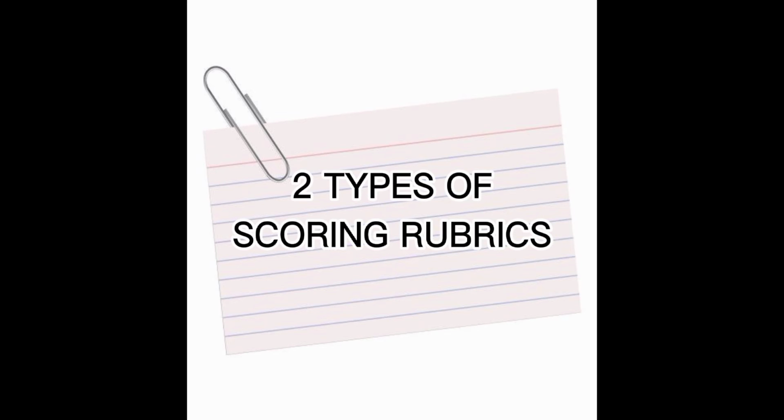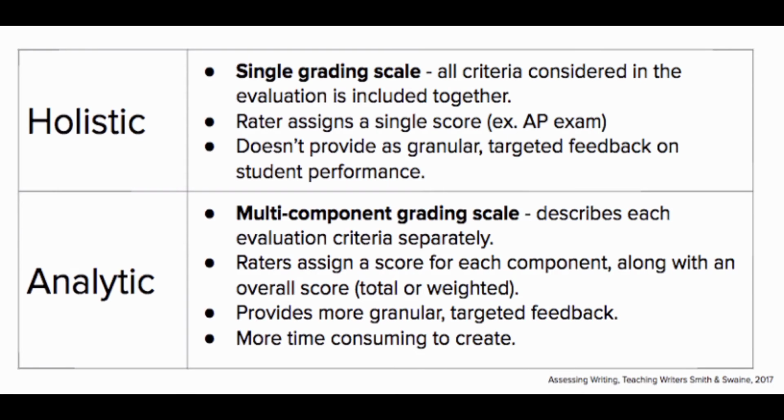There are two types of scoring rubric: holistic and analytic. A holistic rubric is a single grading scale. All criteria considered in the evaluation are included together. The rater assigns a single score. It doesn't provide as granular, targeted feedback on student performance.